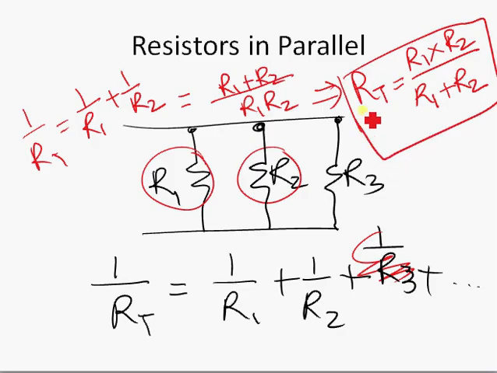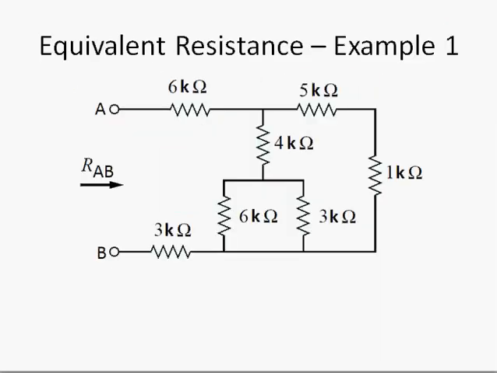Okay. Now that we know about resistors in series and parallel, let's find the equivalent resistance in a simple resistor network. For instance, here's an example. What we want to find is, between nodes A and B, what is the equivalent resistance RAB.